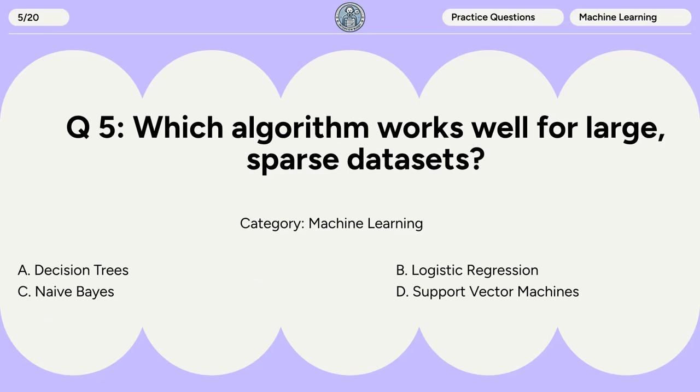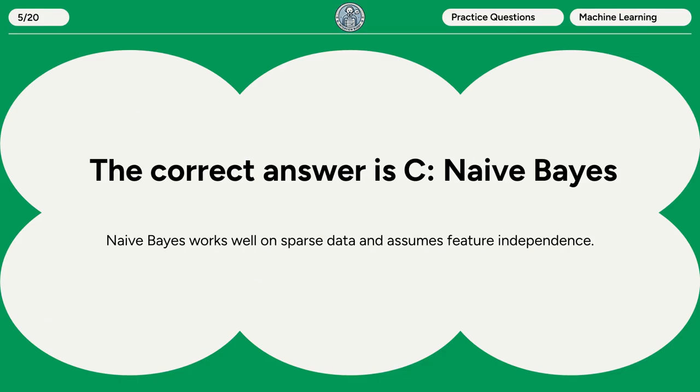Question 5. Which algorithm works well for large, sparse datasets? A. Decision trees. B. Logistic regression. C. Naive Bayes. D. Support vector machines. The correct answer is C. Naive Bayes. Naive Bayes works well on sparse data and assumes feature independence.